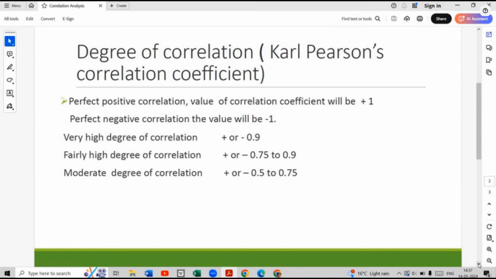For a perfect positive correlation, we get a correlation coefficient of +1, and for a perfect negative correlation, we will get a value of -1. Plus or minus 0.9 indicates a very high degree of correlation. 0.75 to 0.9, either positive or negative, indicates a fairly high degree of correlation, and 0.5 to 0.75, either plus or minus, indicates a moderate degree of correlation. Less than that, it is a low or very low degree of correlation.